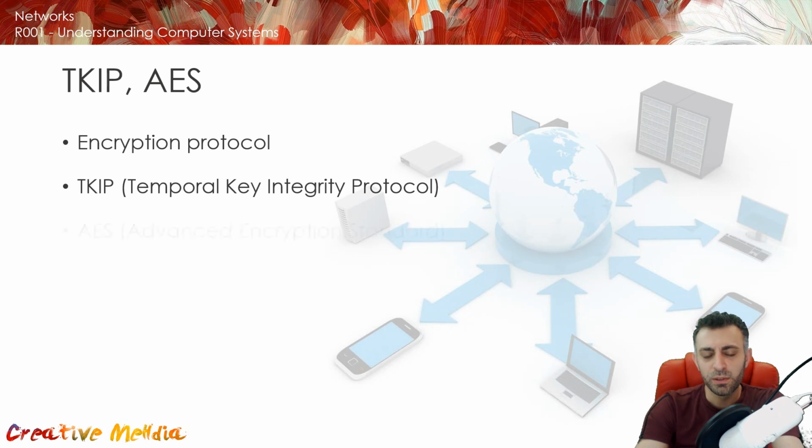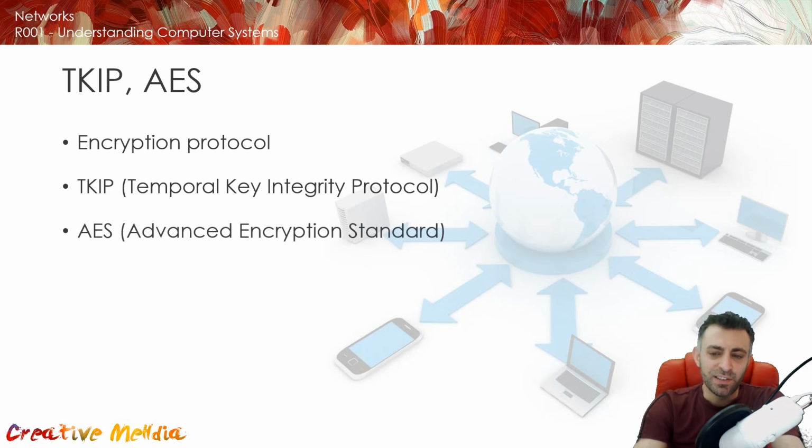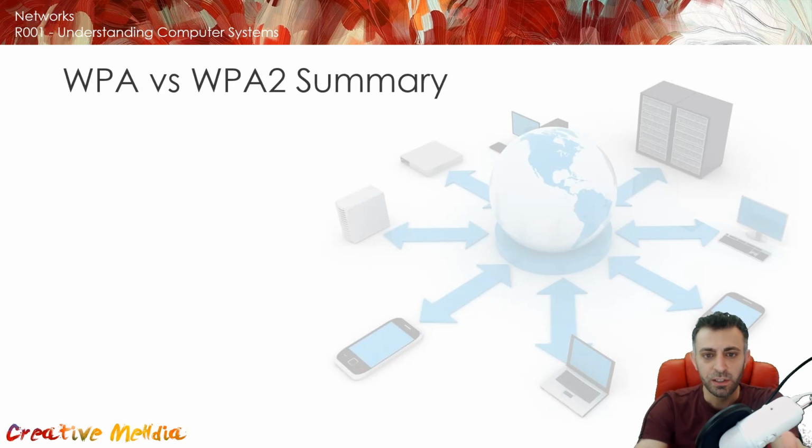In the summary, we will go over this again anyway. AES, Advanced Encryption Standard, is the main encryption protocol used today to protect and encrypt most wireless networks. So in a nutshell, the one that you need to remember is WPA2, which works with AES.